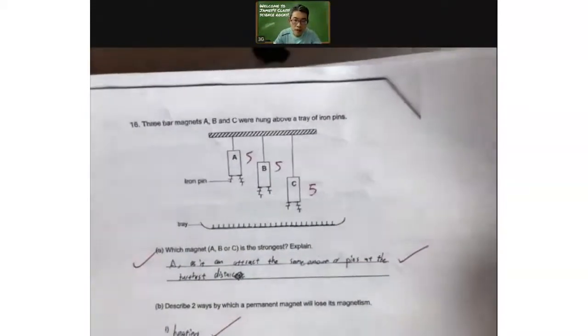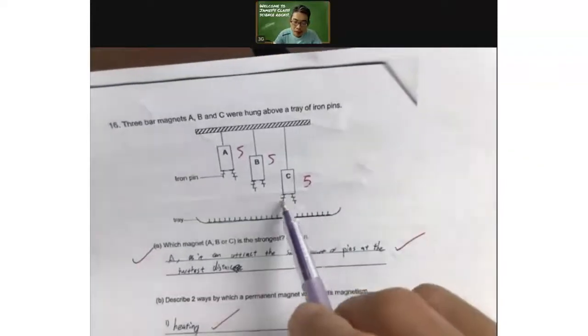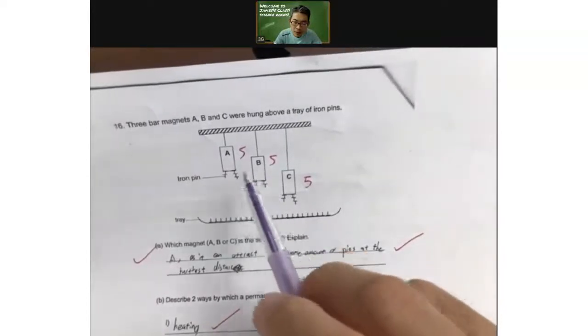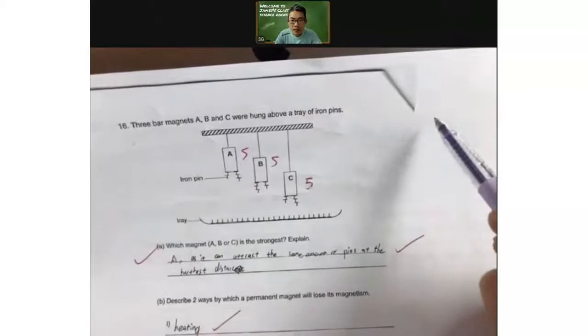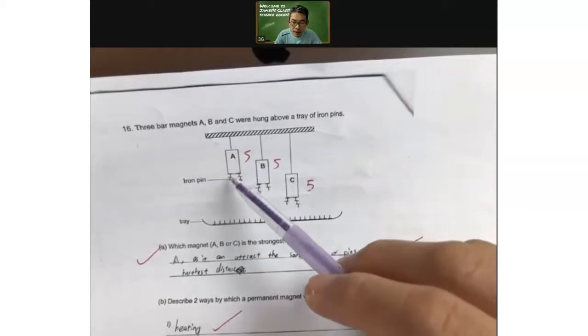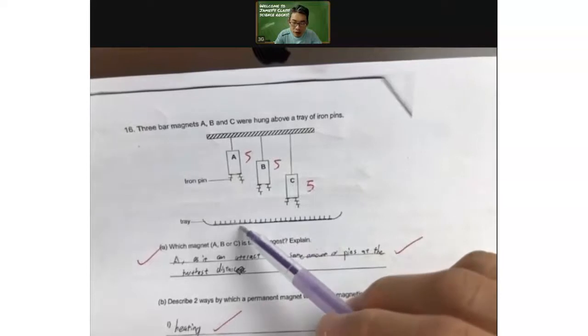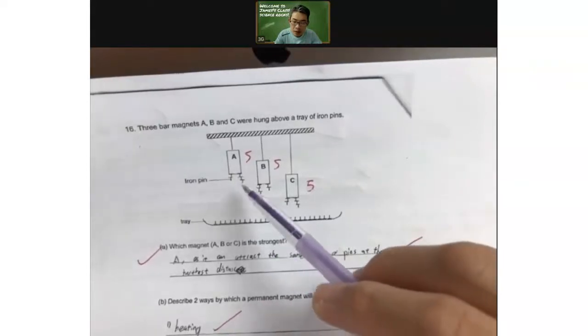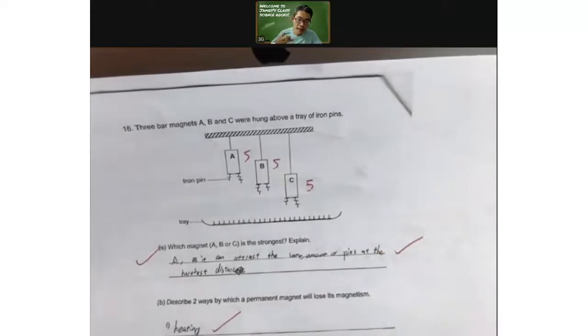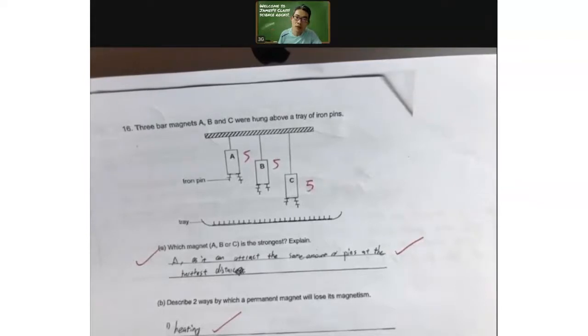It's on magnetic force. Now, 3 bar magnets were hung above a tray of iron pins. Let's observe 5 pins here attracted to C, 5 pins to B, 5 pins to A. It seems at first they are of equal strength, but no, that's not true. If A can attract 5 iron pins when it is furthest away from the tray of pins, and remember, magnetic force is a force that exerts at a distance, and it weakens as the distance increases. It becomes stronger the closer the magnet is to the magnetic objects. So this is the strongest.